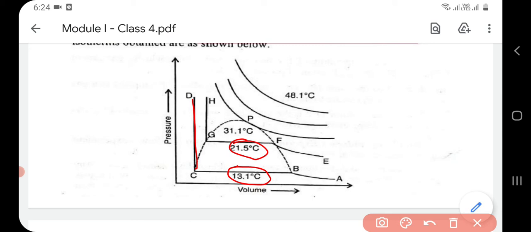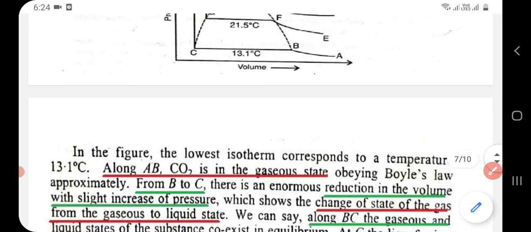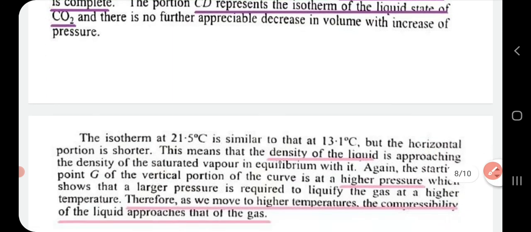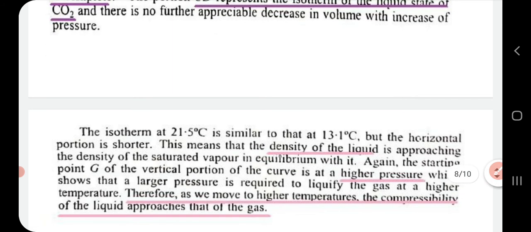Here, as the isotherm is at a higher temperature, you can say that the horizontal portion is a little bit shorter when compared with BC, that is, GF is shorter compared to BC. This means that the shorter length of the isotherm shows that the density of liquid approaches the density of vapor.